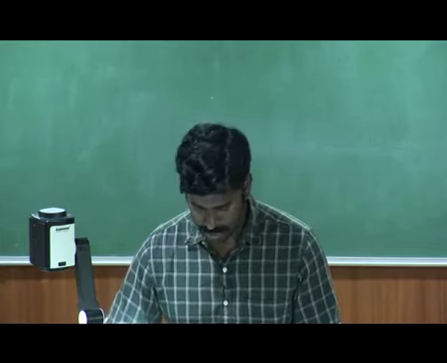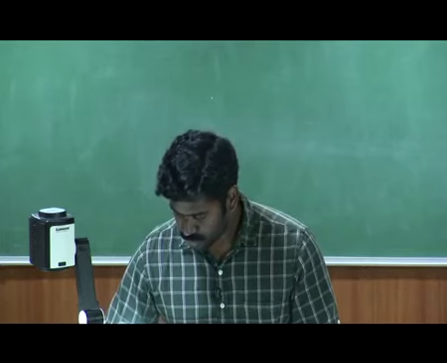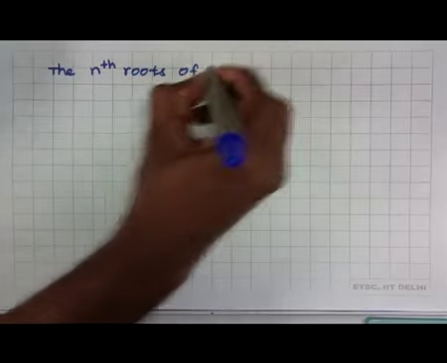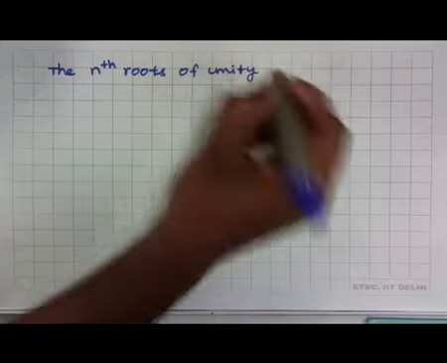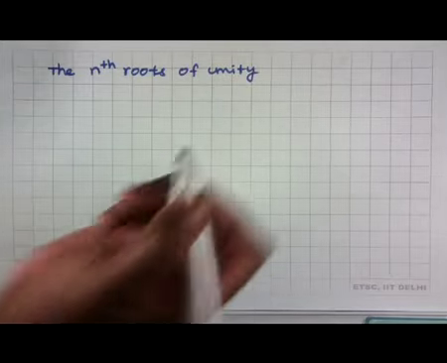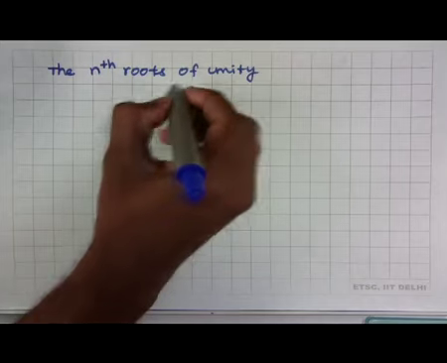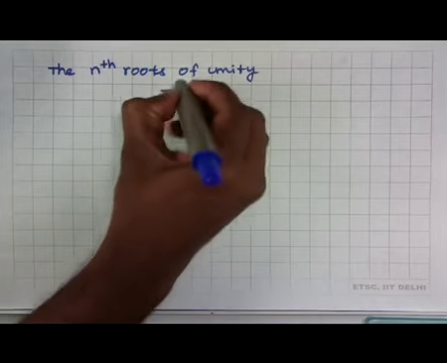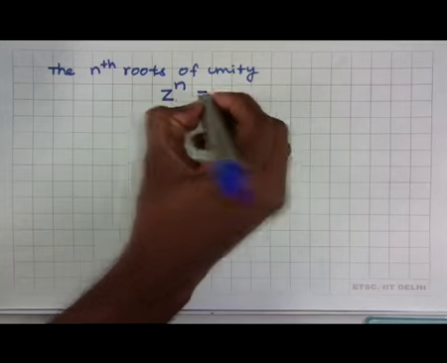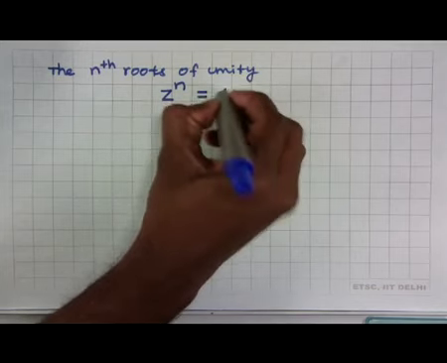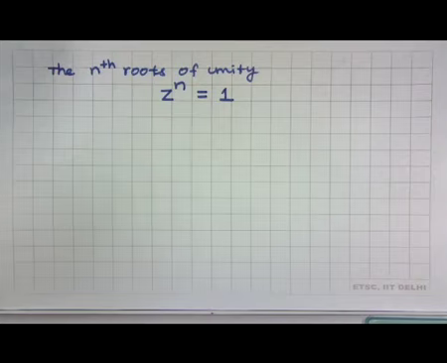Now we are going to discuss a very fascinating fact, that is the nth roots of unity. So what is the question here? We look for complex numbers whose power raised to n gives 1. So we are going to ask what are all the complex numbers whose power n gives the value 1. Such a complex number is called an nth root of unity.